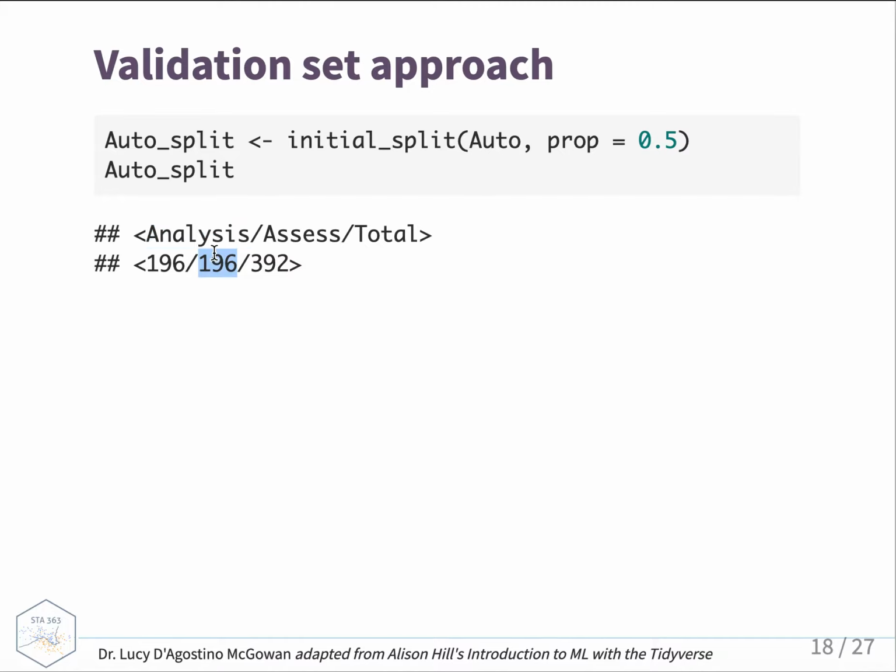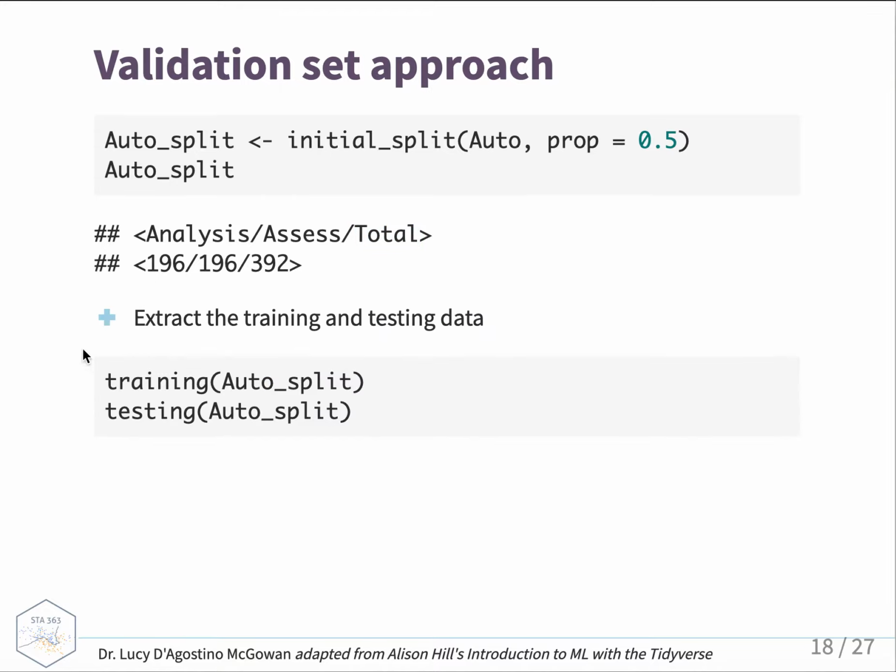I also end up with 196 observations in my assess data set, which is my testing data set. And in total, I have 392 observations, which is how many observations are in the auto data set. So the split object basically creates a random split so that I can do this validation set approach.